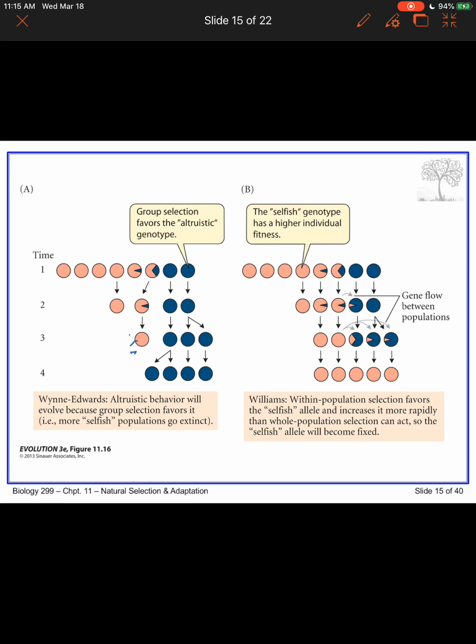The idea is that these populations on the left that have selfish genotypes might overconsume their resource base because everybody eats or consumes everything they possibly can. They're selfish, right? That might result in them going extinct, and that's what you see happening here as time goes on. The altruistic genotypes, those populations characterized by that, the individuals would only consume what they needed, and those populations or groups would then survive longer. That's the idea behind group selection favoring the altruistic behavior.